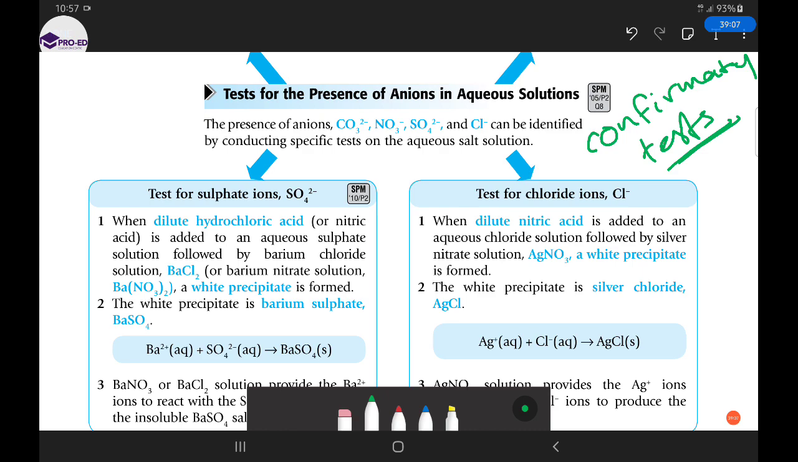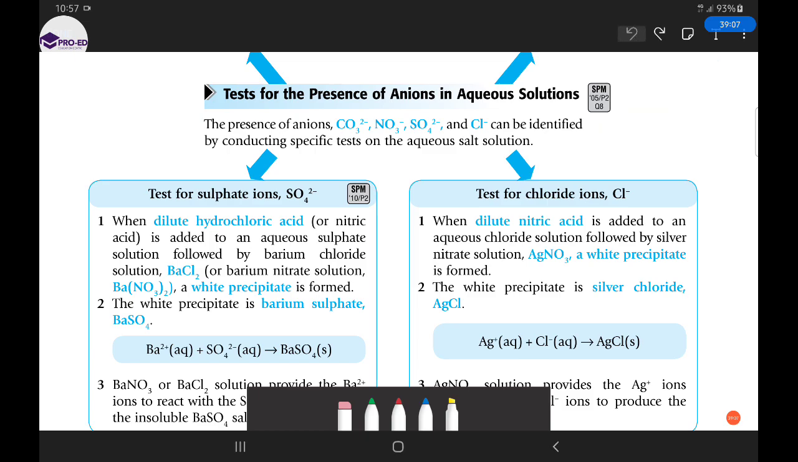That will be video C, the confirmatory test for cations. The anions are only 4 of them, so I just thought I'll finish it off in this video itself and keep the cations for the last video. So okay, let's talk about these confirmatory tests.